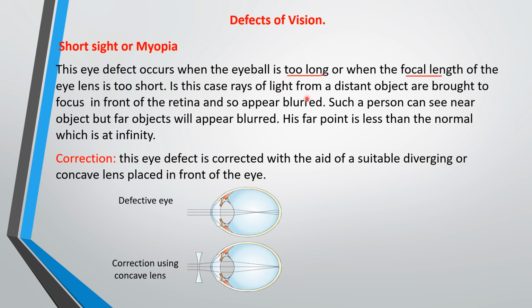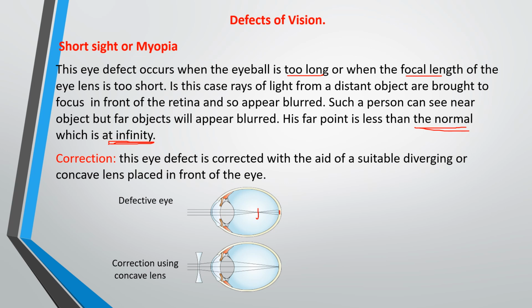So for this case, rays of light from a distant object are brought to focus in front of the retina and so appear blurred. Look at it here. That is where the image of the object will be formed. This is your retina and this is the front. Such a person can see objects that are near, but far objects will appear blurred to him. His far point is less than the normal, which is at infinity. The far point of a normal eye is at infinity, but for this particular one it is nearer, so you cannot see distant objects, but you can see objects that are close to you.